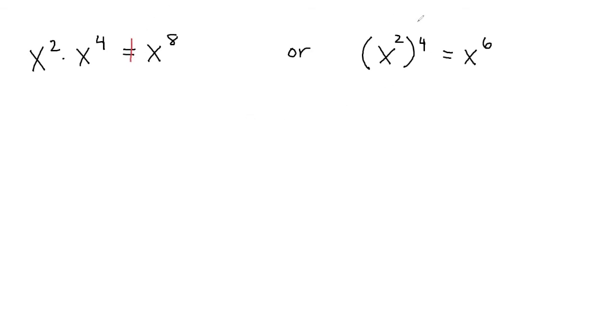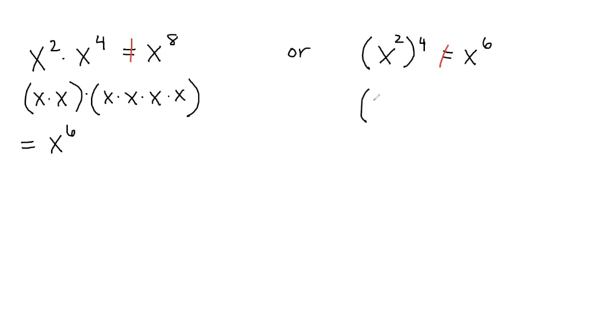Something we could do to stop confusing the product rule for exponents and the power rule for exponents is to break it down. If we write x squared as x times x, and x to the 4th as x times x times x times x, then we could see there are 6 x's in total. So then we can rewrite x squared times x to the 4th as x to the 6th.